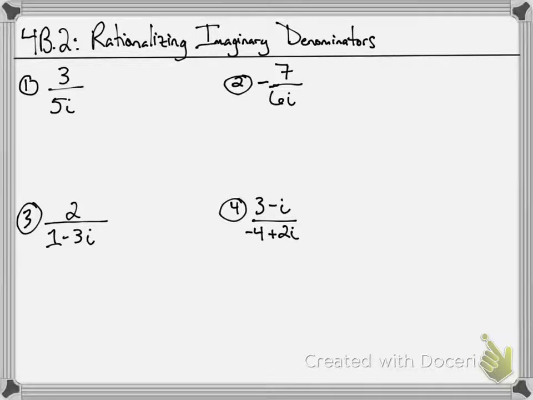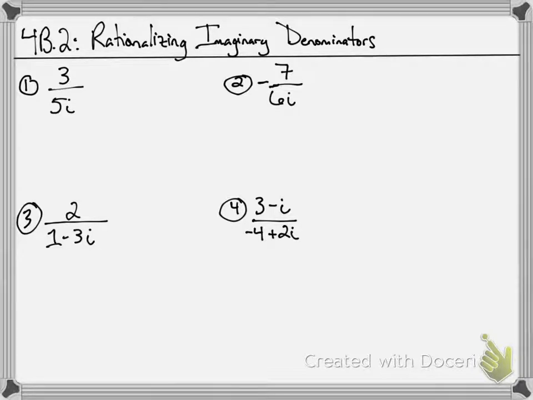This video corresponds with the second lesson in Unit 4B, which talks about how to rationalize imaginary denominators. Back in Unit 4A, you learned how to rationalize denominators that had radicals in the denominator, in which you can't have a radical in the denominator, so you have to get rid of it, hence the rationalization process. You're going to see with imaginary denominators, it's the exact same idea.